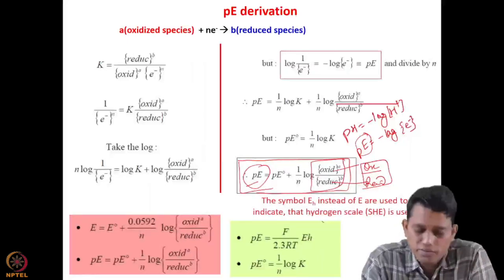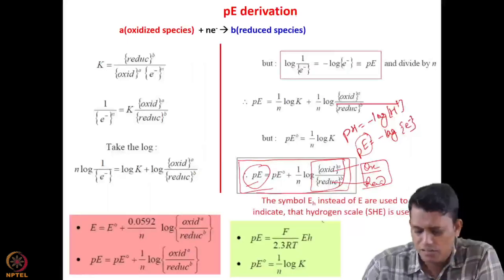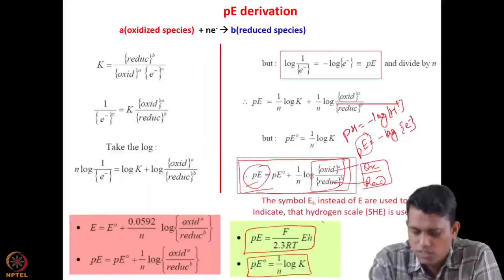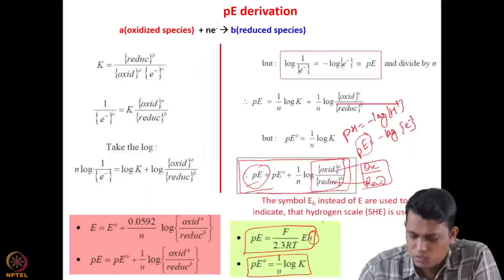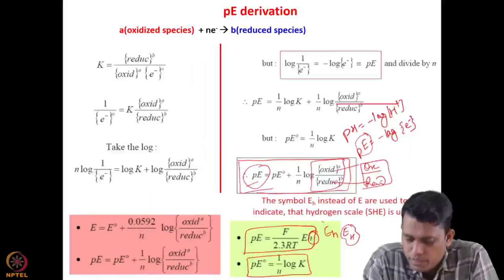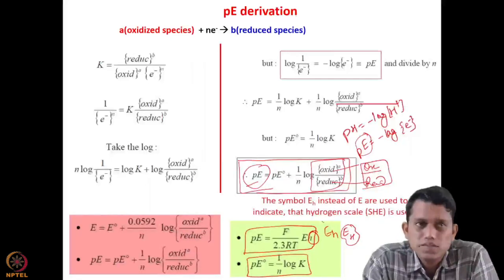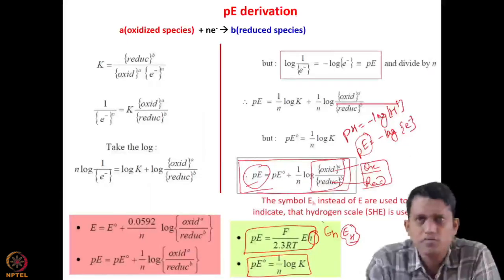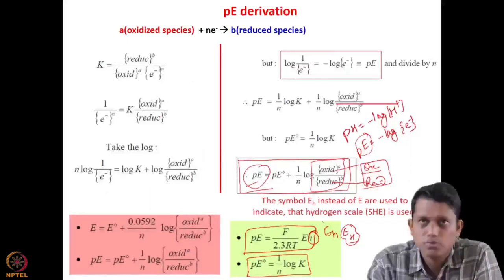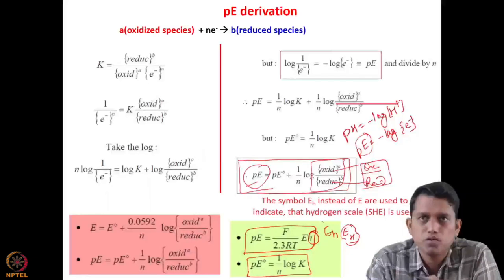Then we compared it with the Nernst equation, and we derived certain relationships like this one or this one. In some of the slides you will see that I have given the term EH instead of purely E. It is just to make you remember that in all these calculations, your E naught is basically with respect to the standard hydrogen electrode. Because of that, we have given the notation H. So it is not very difficult. It is just to show with respect to which reference you have measured your potential.